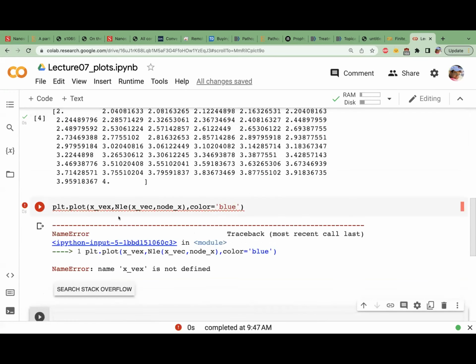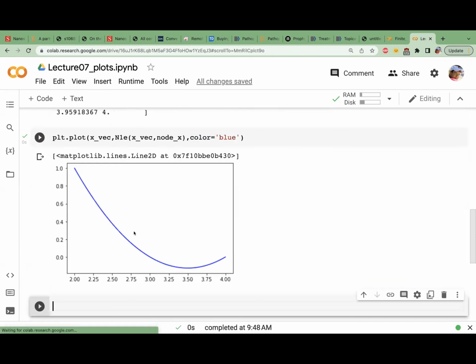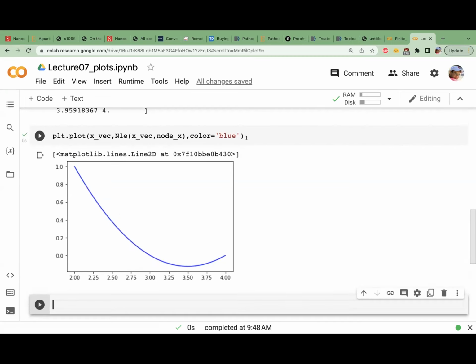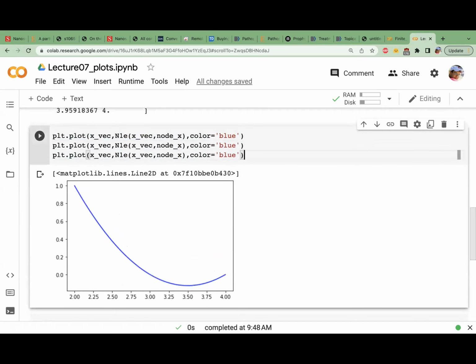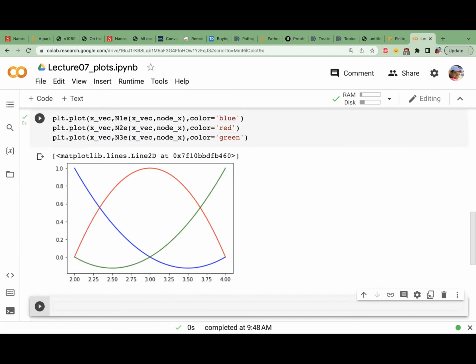If I do that, this is wrong. Why? Because there's no vex, it's vec. So for example, this is the first parabola. And again, you can see that it goes from 1 at 2, and then it passes through 0 at 3 and 4. And then similarly, I could plot the other two, and let me just change the color. Right, so these are the three parabolas.